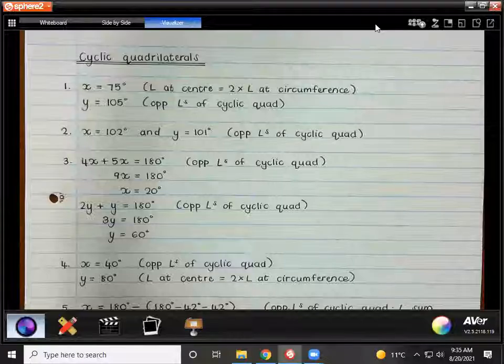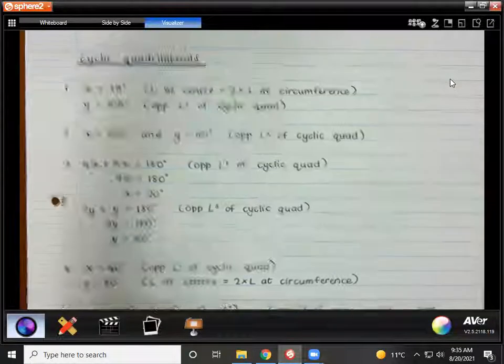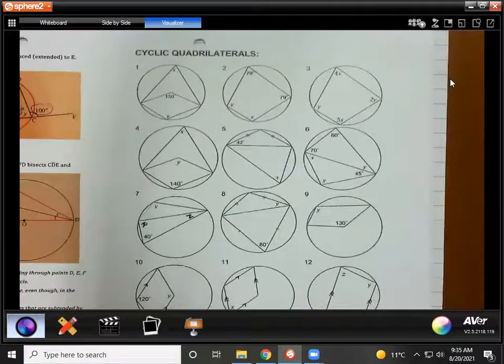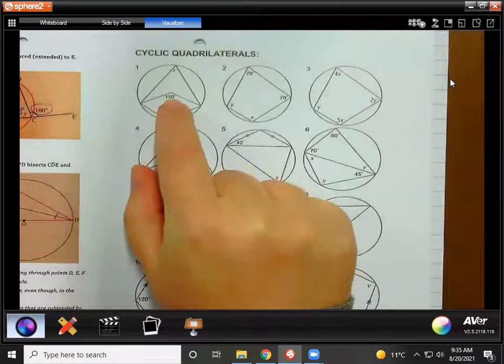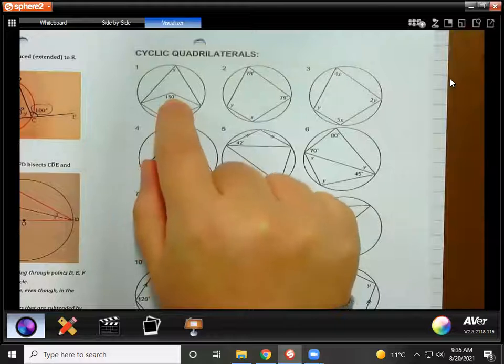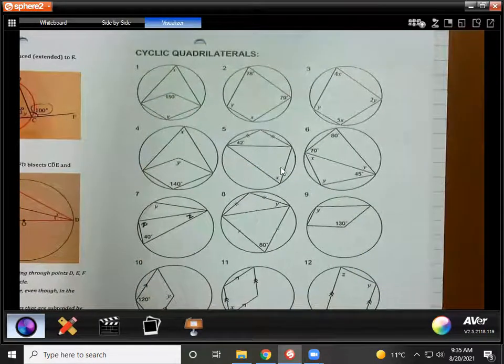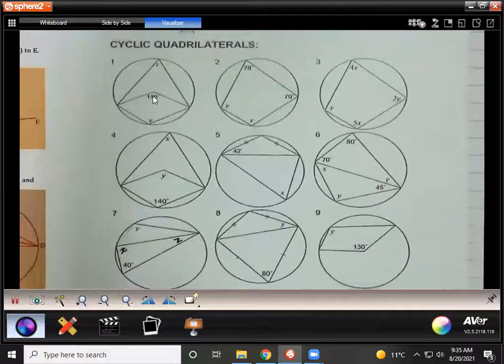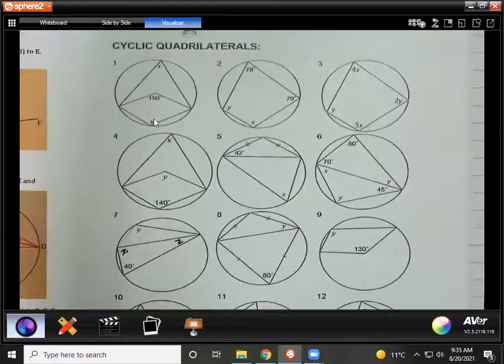Okay, so just quickly to show you the pictures. For number one, the thing that we learned yesterday was cyclic quads, that the opposite angles of the cyclic quad add up to 180 degrees. So here, they gave us 150 degrees over there. Sorry, it is quite small, but let me just zoom in. They gave us that this is 150 degrees. Now we need to find x and then y.